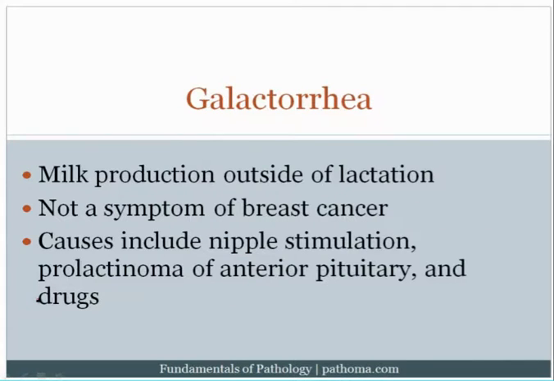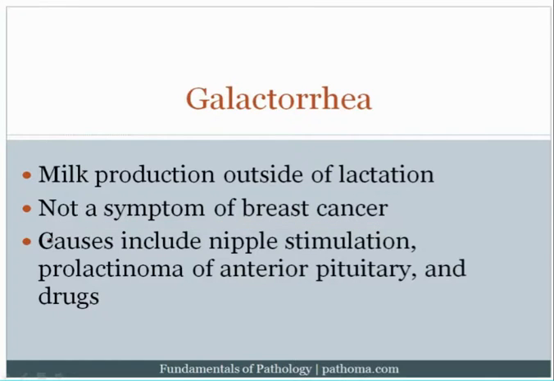The very first disorder that we want to talk about is called galactorrhea. Galactorrhea refers to the production of milk. However, it is outside of lactation. All right. So if a woman is breastfeeding, she doesn't have galactorrhea. But if she is producing milk and she's not feeding, i.e., she's not recently pregnant, etc., then we call that galactorrhea. Now, the first thing I'd like to remind you of is the production of milk is not a symptom of breast cancer. So you're not going to find galactorrhea in the context of breast cancer. All right, so galactorrhea is not related to breast cancer.